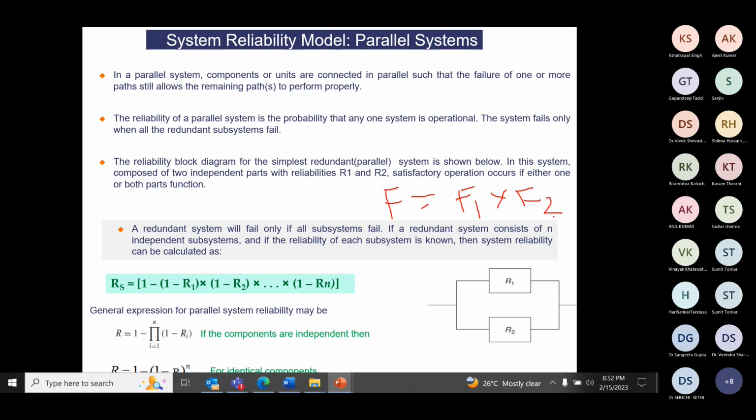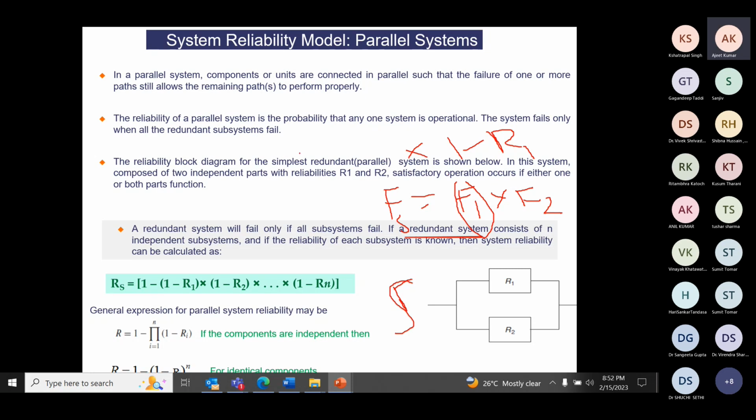Correct? Suppose both will fail. I'm just explaining how it comes; don't note it. For the system, suppose it is FS, and the components are F1 and F2. Both will fail. So what is the failure of F1? Failure means 1 minus R1. This is a failure, correct? 1 minus R1 and 1 minus R2. Both will multiply. This becomes the failure.